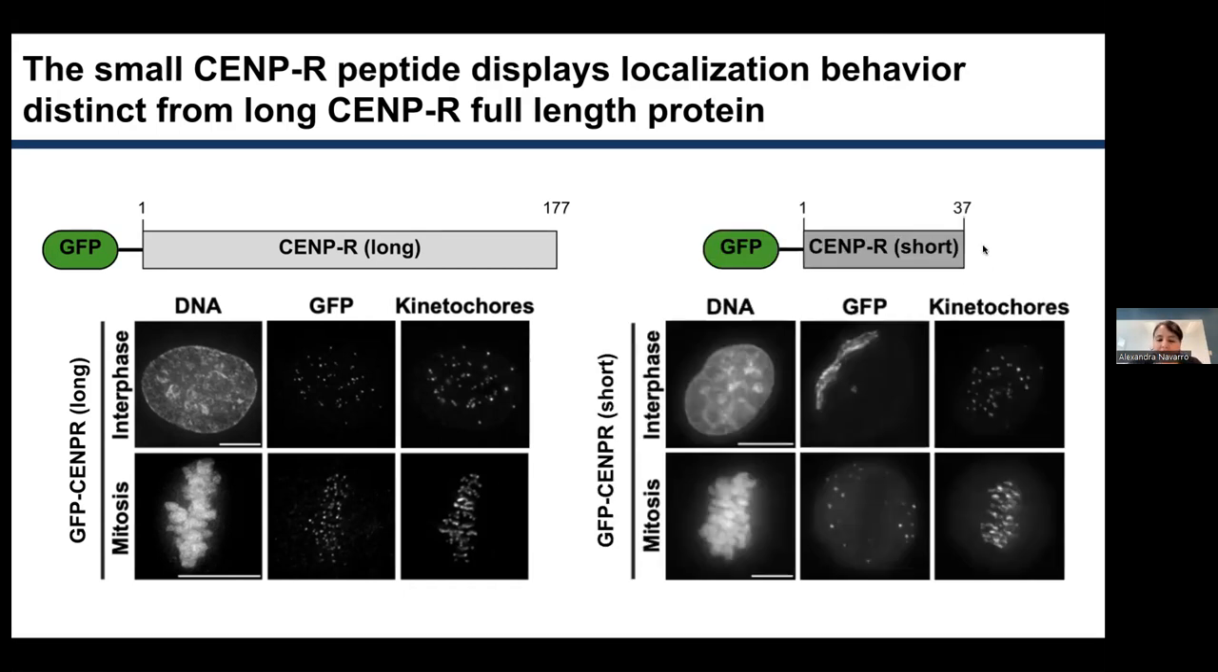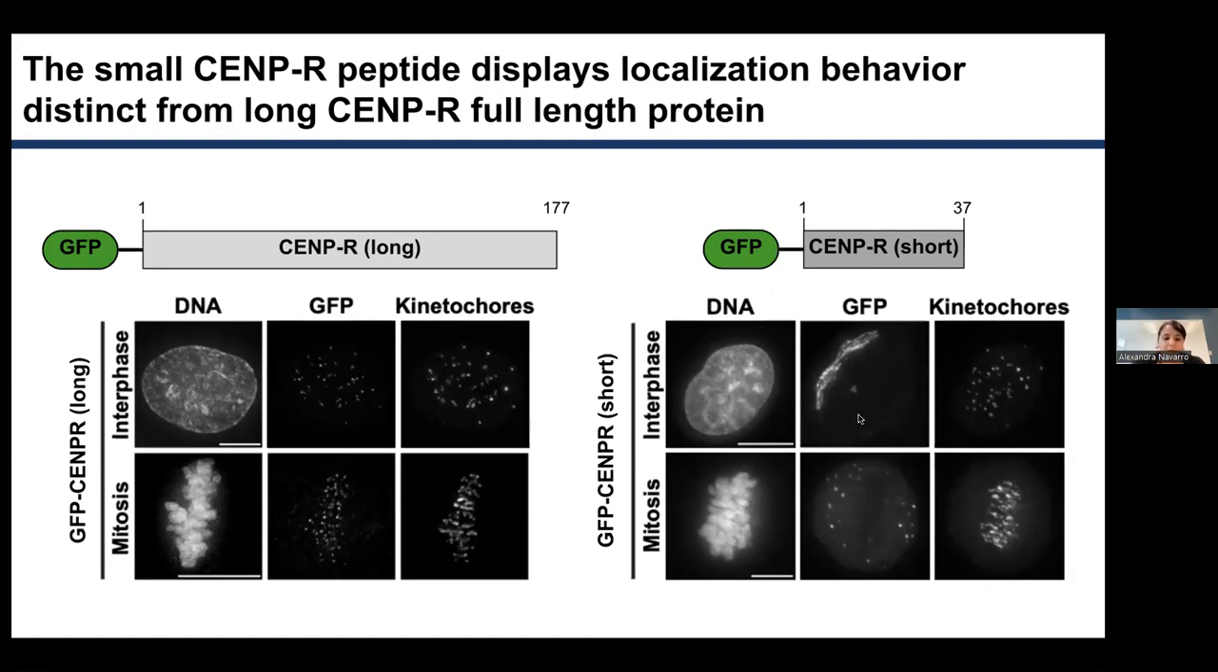However, when we expressed this SEMPR short protein in cells in a similar way to the long protein, we found something really striking. It had this very distinct localization. So again, here we're looking at DNA. This is the localization behavior of the SEMPR short protein as compared to what we're used to looking at, which are kinetochores. And this was really surprising to us because this protein is actually incredibly short. It's only 37 amino acids.